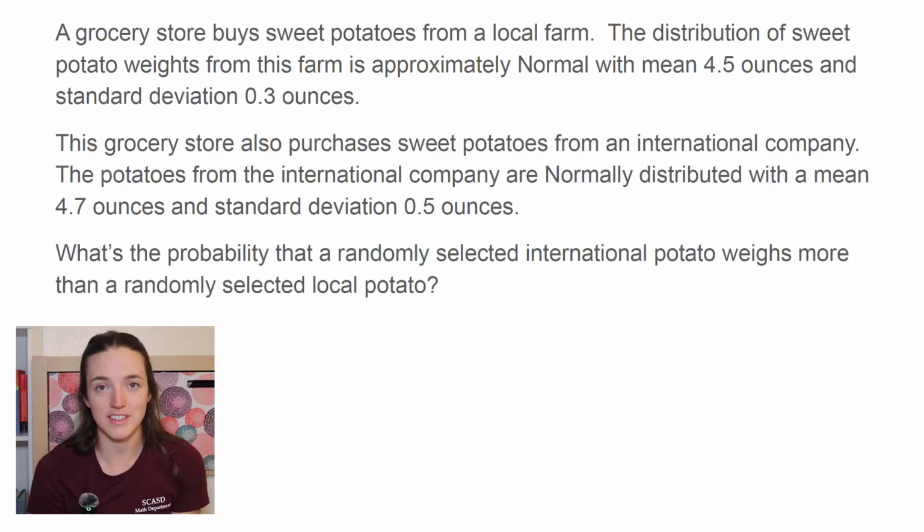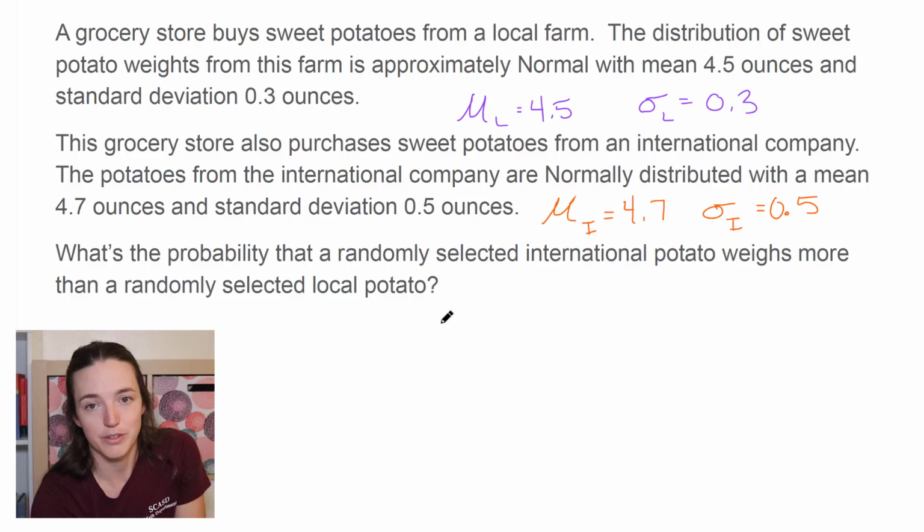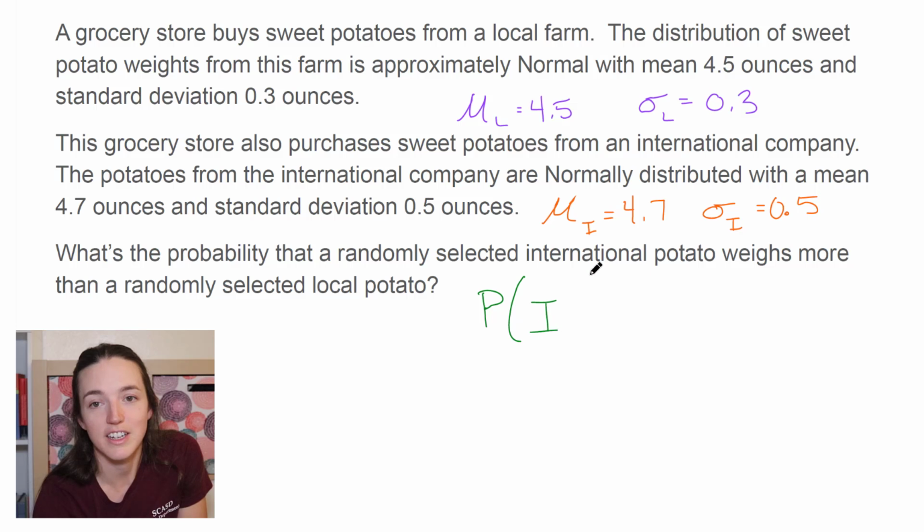If you're taking the AP test, be on the lookout for questions like this, where they give you two different distributions of something really similar, like sweet potatoes grown on a local farm versus an international farm. In this case, they tell you that both of these variables are normal. They give you a mean and standard deviation for the local farm and the mean and standard deviation for the international farm. Now this question says, what's the probability that a randomly selected international potato weighs more than a randomly selected local potato? So I'm going to think of this using the variables I and L.